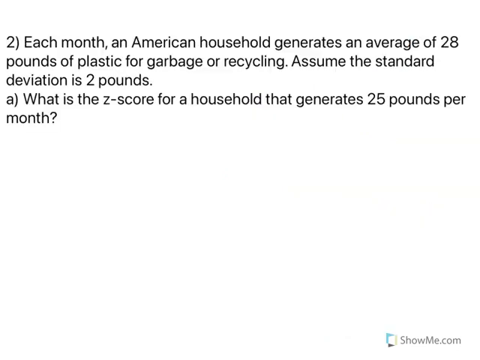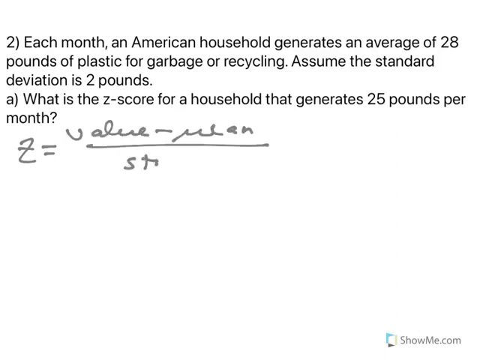Each month, an American household generates an average of 28 pounds of plastic for garbage or recycling. Assume the standard deviation is 2 pounds. What is the z-score for a household that generates 25 pounds per month? All right, so what do we know? Well, we're trying to find a z-score. So we know the z equals the value minus the mean over the standard deviation. In symbols, x minus mu over sigma.